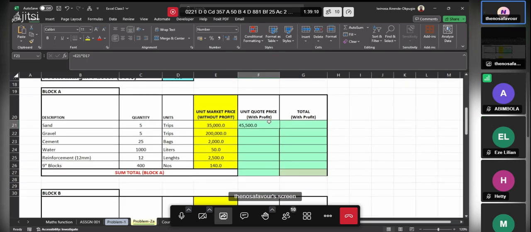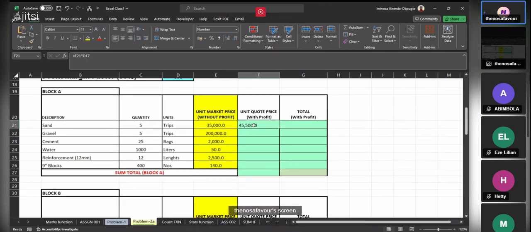All right. So now that we've been able to solve for this, it was simply unit market price without profit times the profit margin. And so if we do that, we'll get our figure here. So remember, you need to lock D17 for you to be able to drag downwards.